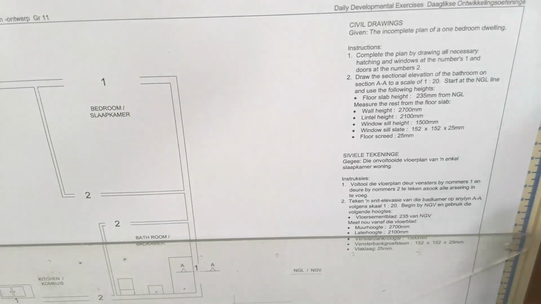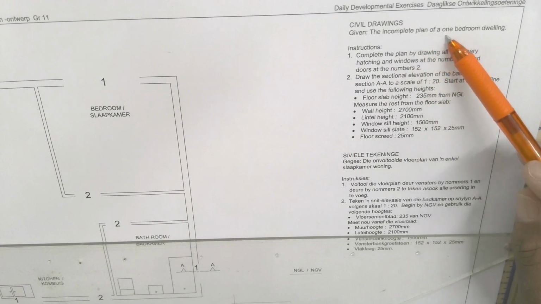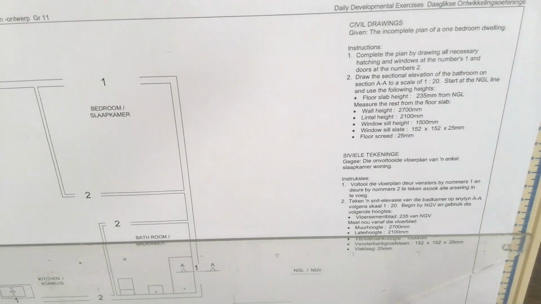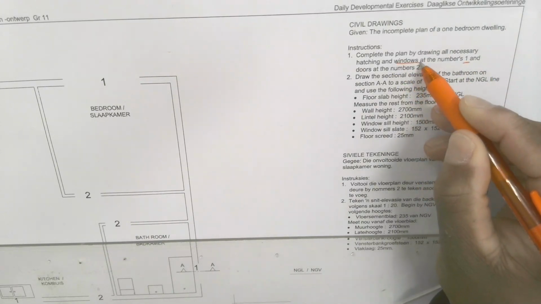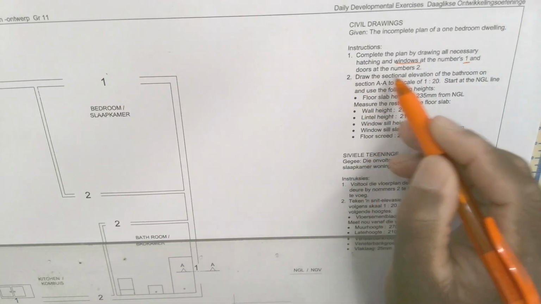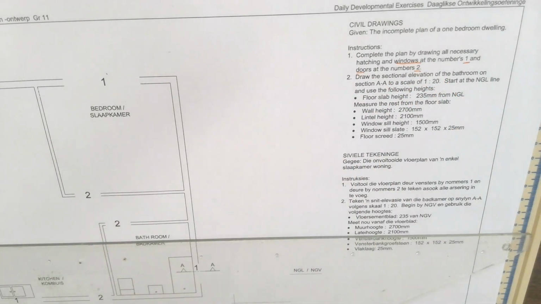All right, civil drawing, grade 11. We have the incomplete plan of a one-bedroom dwelling. Instructions: complete the floor plan by drawing all necessary hatching, windows at the numbers 1, and doors at number 2. So if I see 1, I know it's a window. When I see number 2, it would be a door, and that's where my number 2 is, and it's a door.